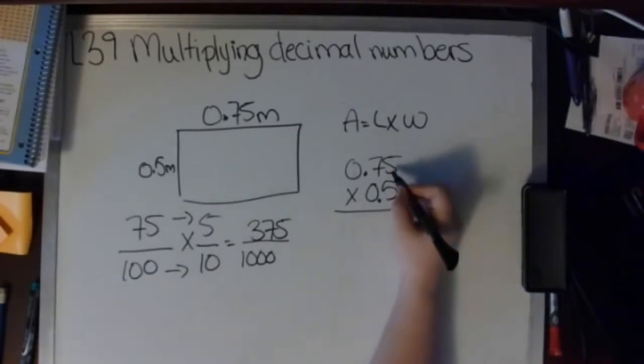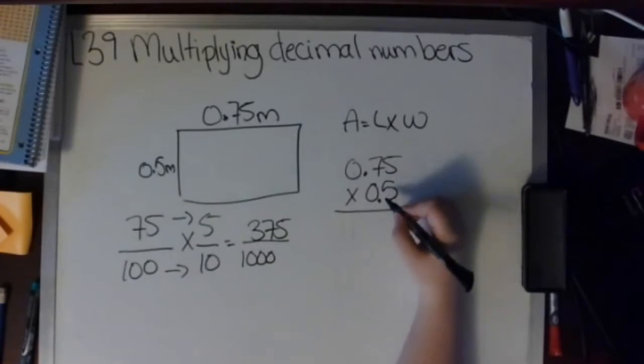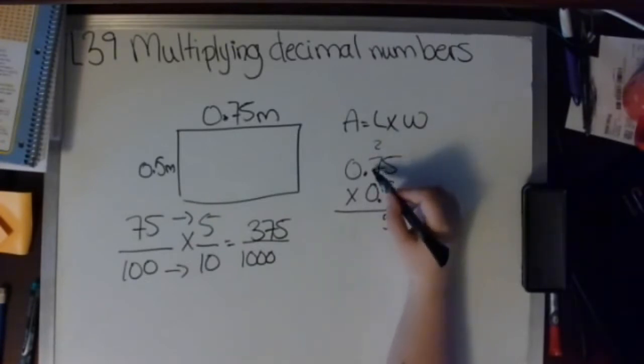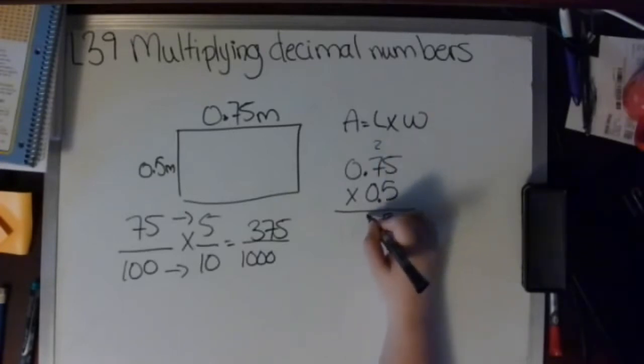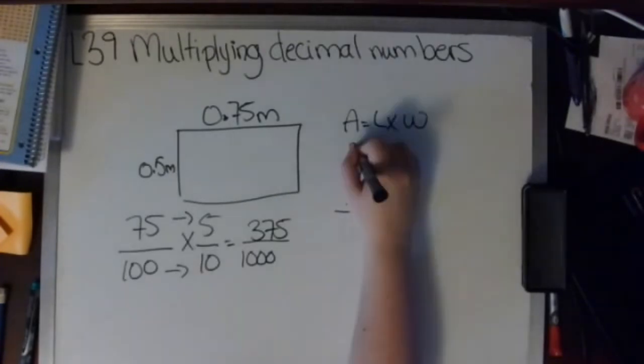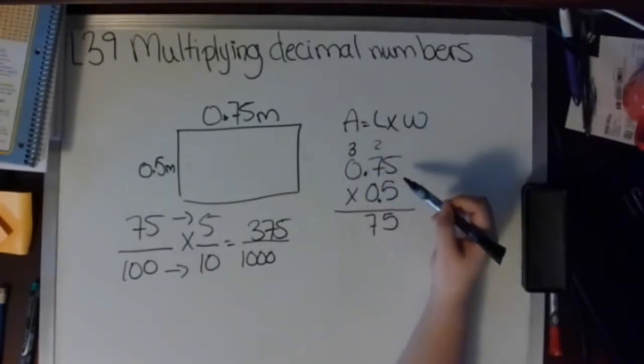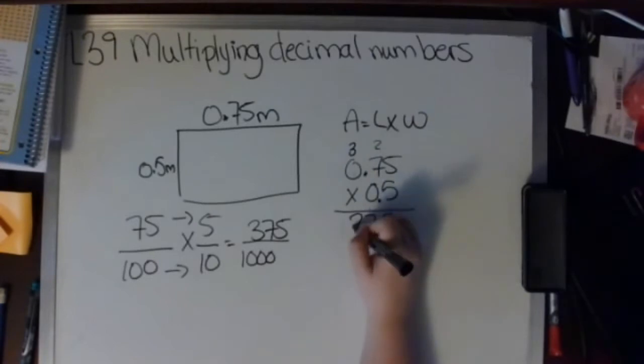So 5 times 5 is 25. You put down the 5, carry the 2. 5 times 7 is 35 plus 2 is 37. So you put the 7, carry the 3. 5 times 0 is 0, plus 3 is 3.